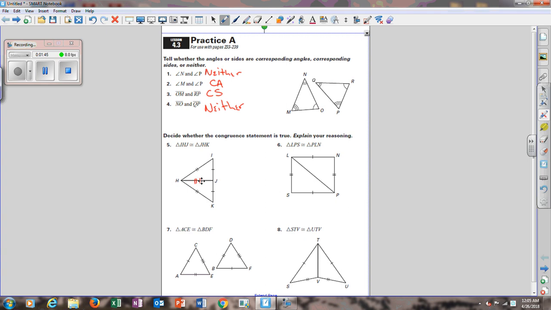So anytime you see this line connecting the 2 triangles, you know that you're going to use the reflexive property, and that side is going to be congruent to itself, which means side, side, side works for us. All right, look at the next one. We have LP and LPS congruent to PLN. Well, LN is congruent to PS, LS is congruent to NP, and LP is congruent to itself. So that would be side, side, side.